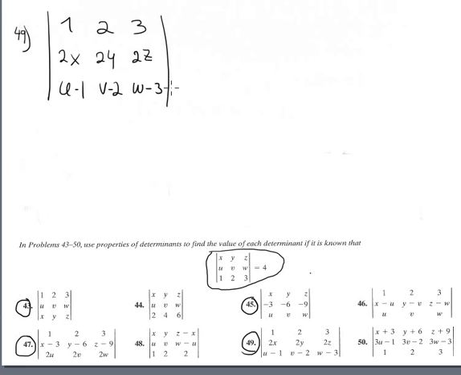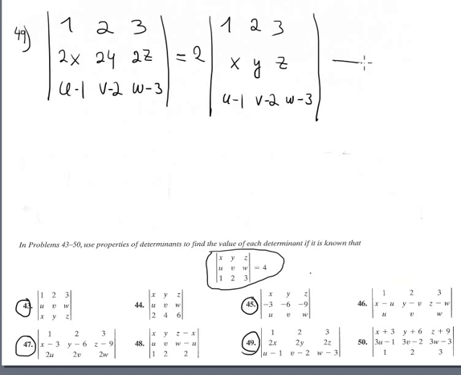Okay, the next one is similar. Again, I see 2 is a common factor in row 2, I put it outside. 1, 2, 3, X, Y, Z, U minus 1, V minus 2, and W minus 3. Again I see a row operation: row 1 plus row 3, stored in the new row 3. Basically subtraction, but in a different way.